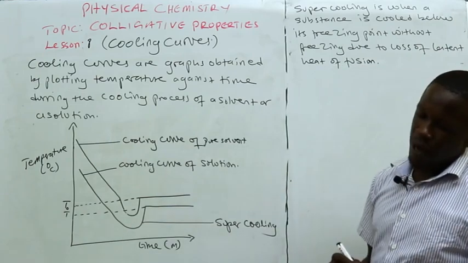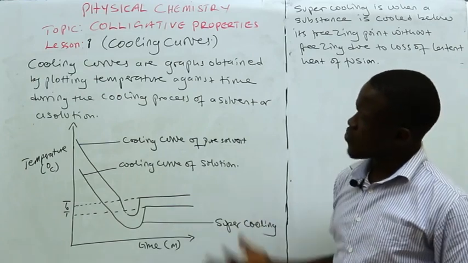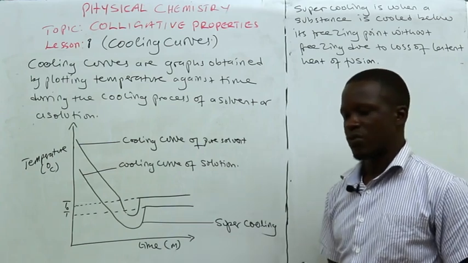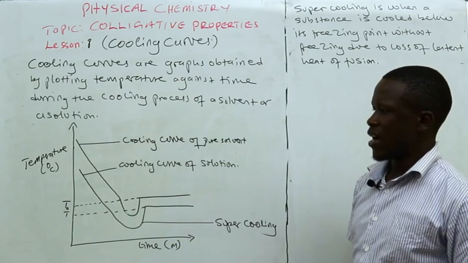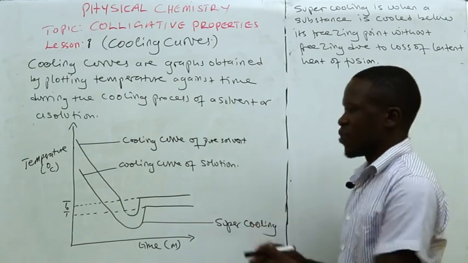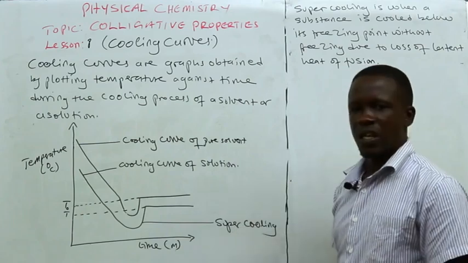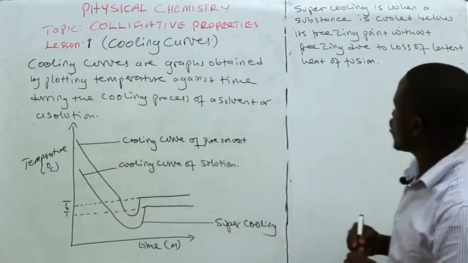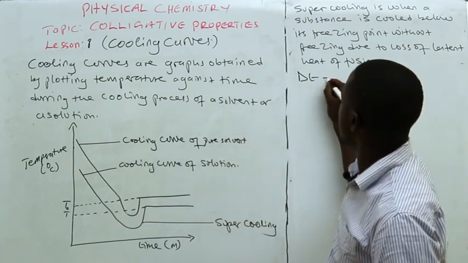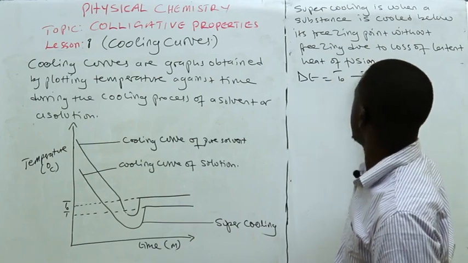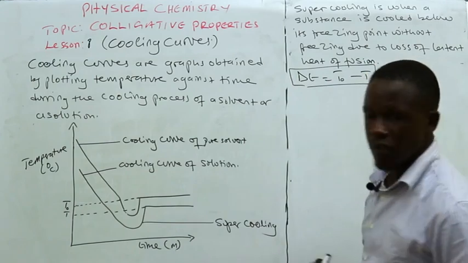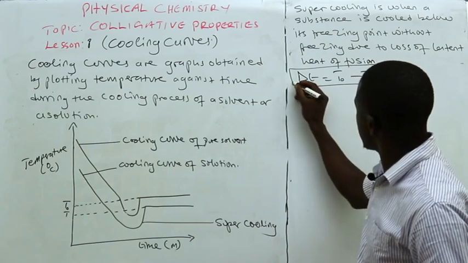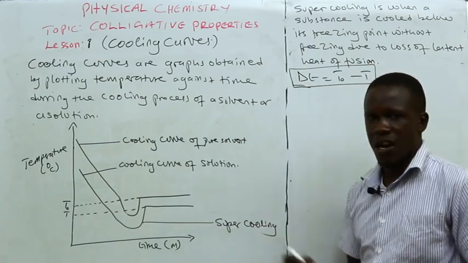Now, after knowing that, how could we use this graph to determine a few things that may be required for calculation of molecular mass? The obvious information that we get from this cooling curve is the T0 and the T, so that we are able to calculate dT. Remember, dT is T0 minus T, the freezing point of the solvent subtract the freezing point of the solution.